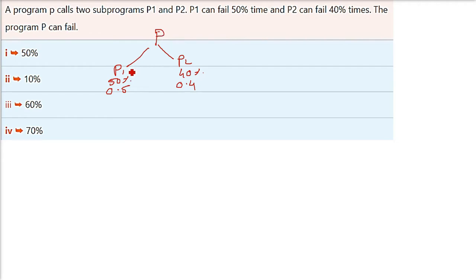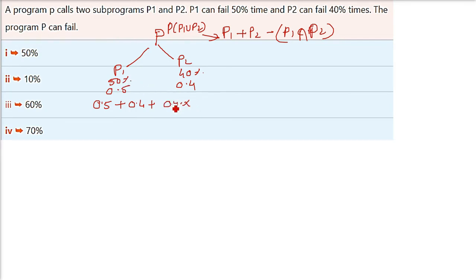So either P1 fails or P2 fails, you can just add them. Or if they fail together, now this is already included in P1 plus P2. So if you combine them, that probability also includes the combined probability of P1 and P2 failing together. So P1 plus P2 minus the intersection of P1 and P2, you have to remove it from P1 plus P2. So we have to find P1 union P2: 0.5 plus 0.4 minus the multiplication of 0.5 into 0.4. Why are we multiplying 0.4 into 0.5?